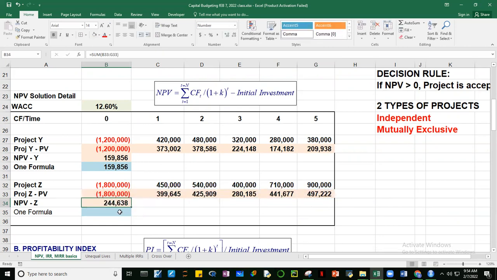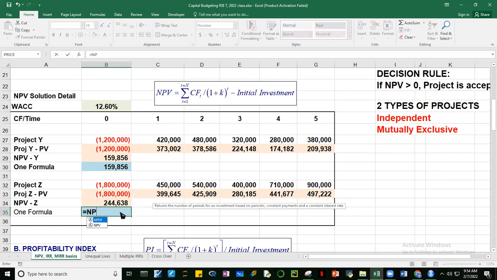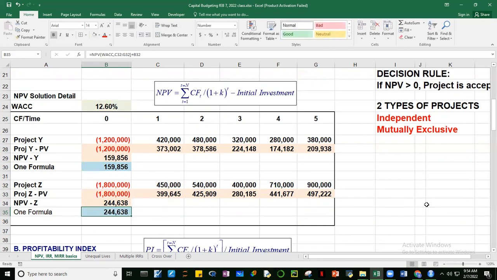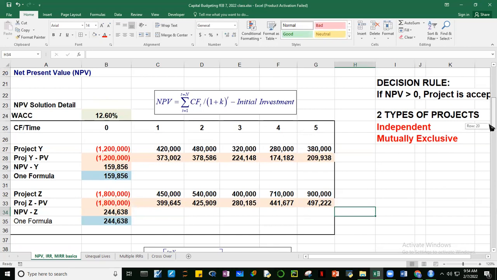And just one formula, NPV, where your rate is your WACC, and then your values. Again, don't use, guys, the present values that we computed. Plus the initial investment. So the same, 244,638. Let me pause for a while, guys, and kindly chat, please, if you have computed the net present values of project Y and project Z.